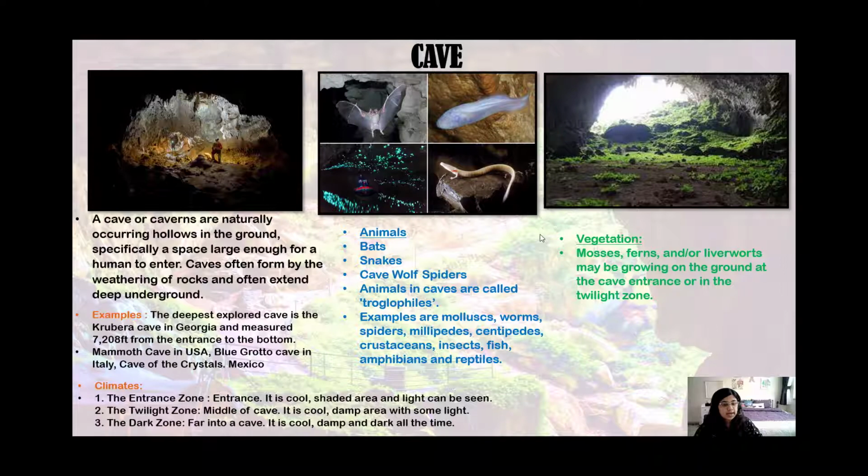Climate: the entrance zone. Entrance: it is a cool, shaded area and light can be seen. The twilight zone, middle of the cave. It is a cool, damp area with some light. The dark zone, far into the cave. It is cool, damp and dark all the time. Next, the animals. Bats, snakes, cave wolf, spiders. Animals in caves are called troglophiles. Examples are mollusks, worms, spiders, millipedes, centipedes, crustaceans, insects, fish, amphibians, and reptiles. Vegetation: mosses, ferns, or liverworts may be growing on the ground at the cave entrance or in the twilight zone.